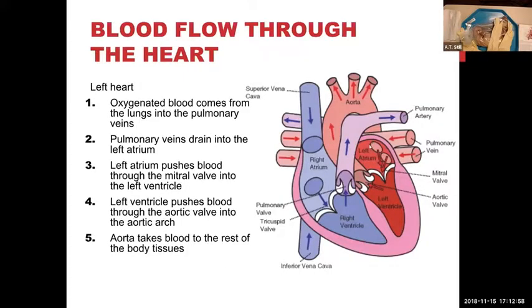From the left atrium, I'll advance the slide, the oxygenated blood is going to go through the mitral valve into the left ventricle, and then from the left ventricle, the heart's going to push the blood out through the aortic valve and into the aorta, where it's going to go out to all the tissues of the rest of the body. And that's how our tissues are going to receive their oxygenated blood and get the oxygen that they need to function.